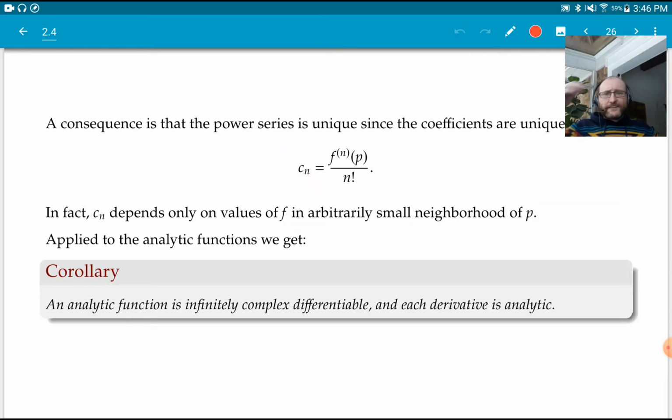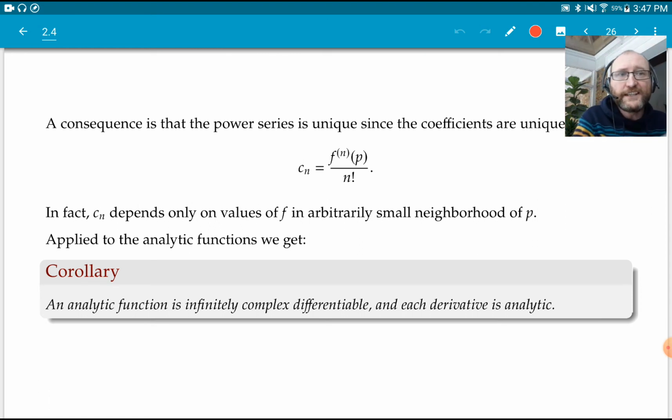All right, so now we can apply this to analytic functions, right? If we have an analytic function, it has a power series at every point. Now, if it has a power series at every point, then that power series, and therefore the analytic function, is holomorphic, right? Furthermore, the derivative is a power series. I can do this at every point, and therefore the derivative is analytic, right? So an analytic function is infinitely complex differentiable, and the derivative is analytic.